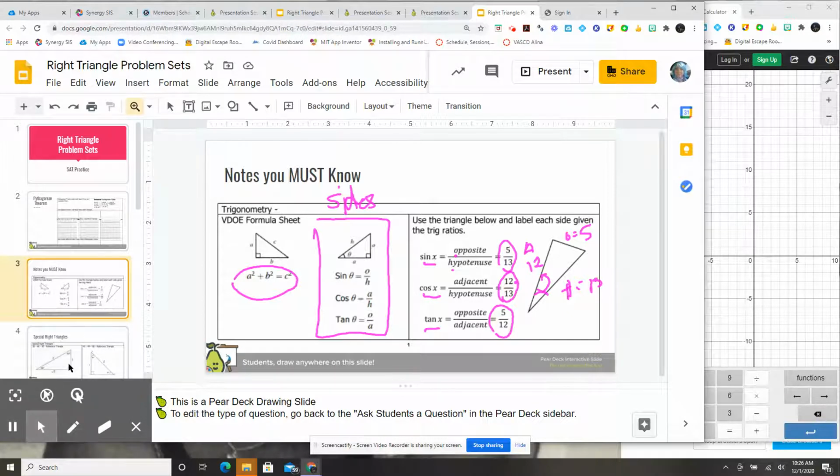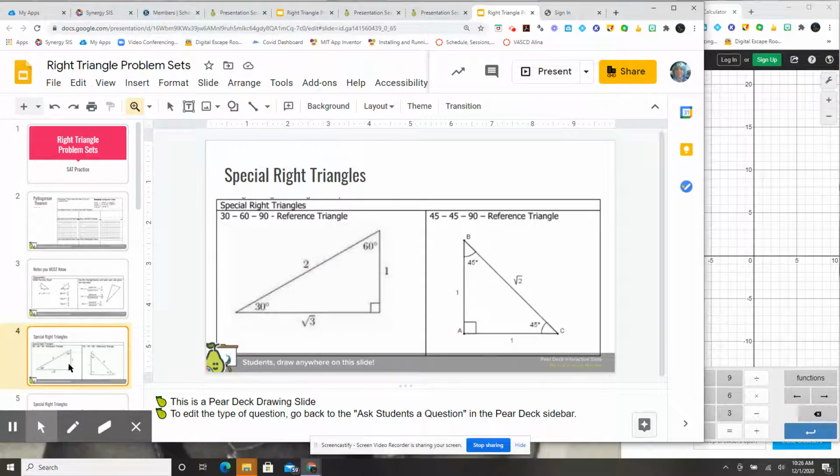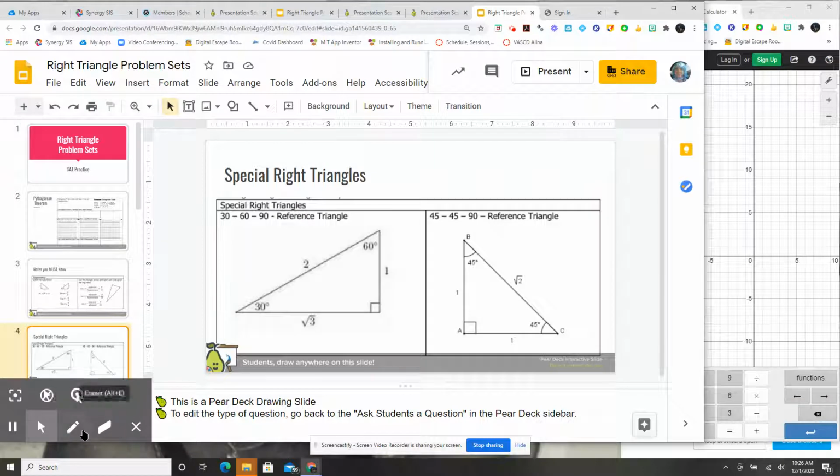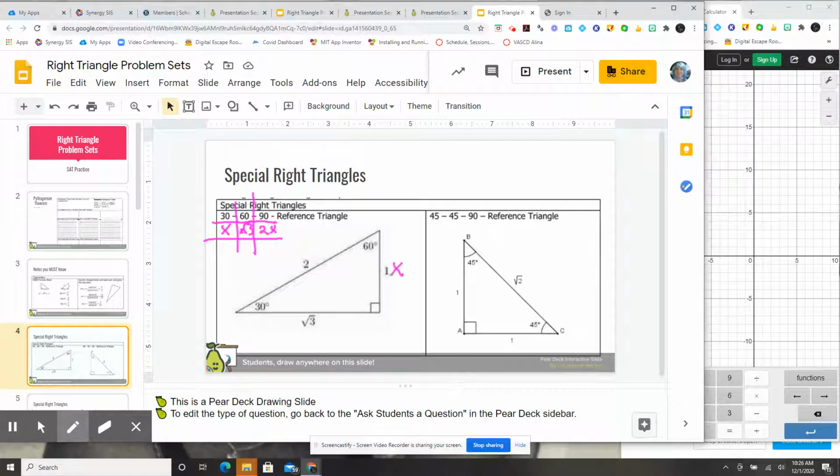Slide number 4 gives us some notes about special right triangles. So we made some of these into x, 2x, and x on the square root of 3. So opposite the 30 was the x, opposite the 90 degrees was 2x. That hypotenuse is always twice as big as that shortest side. And then you always take the x times the square root of 3 for the side opposite the 60.